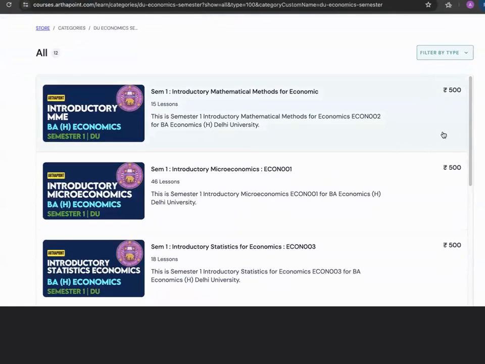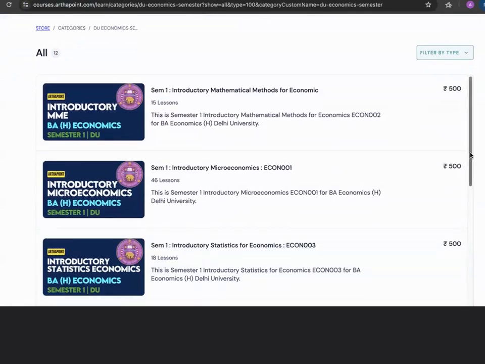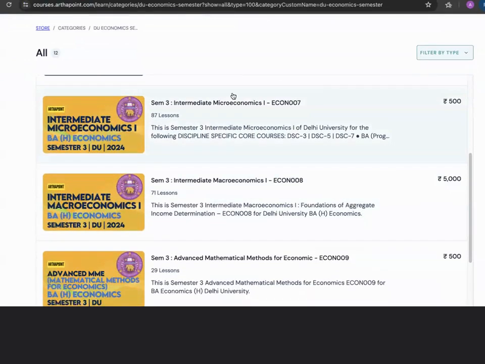charging any fees, beta. This is only the portal fees, in which you have introductory mathematical methods for economics, introductory microeconomics, introductory statistics for economics. Then you have intermediate microeconomics, semester 3, intermediate microeconomics, macroeconomics. This is a paid course. Only this is for 5,000.